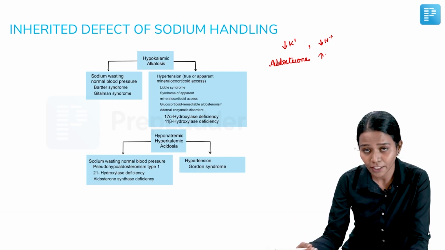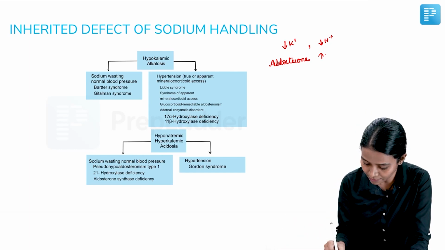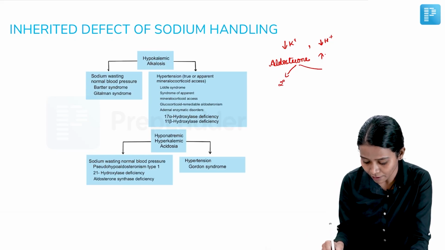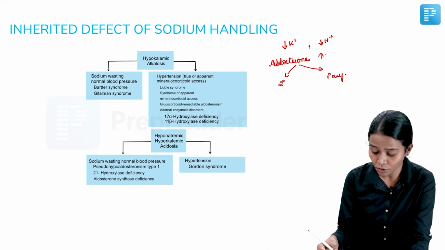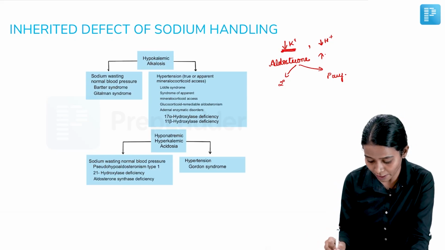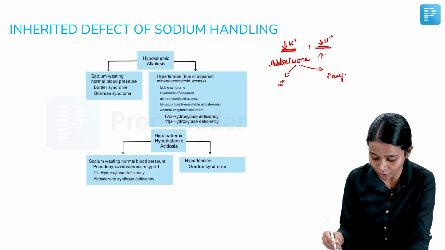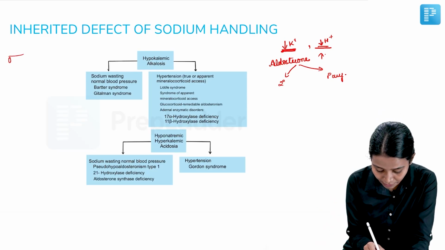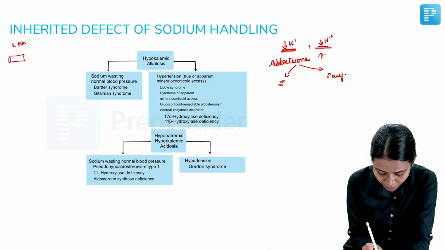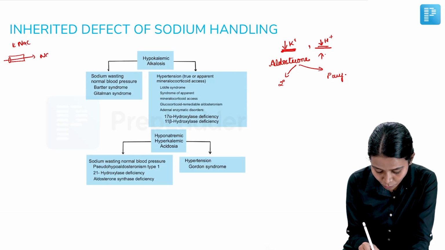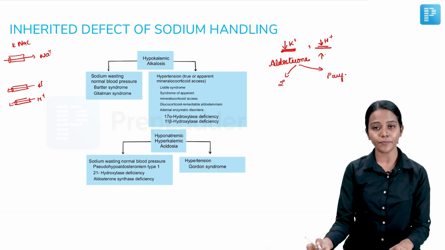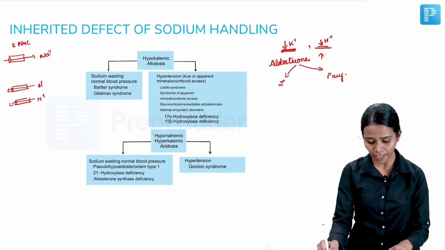So aldosterone activity can be excess because of two things. Either it can be secondarily stimulated or it can be primarily stimulated. Okay. So, I would repeat here, potassium or H plus is low. That means the aldosterone activity is excess. That is, it is leading to increased activation of ENaC, pushing the sodium inside, and it is going to send the potassium and H plus outside to maintain electroneutrality. So that is why there is hypokalemia and there is metabolic alkalosis.